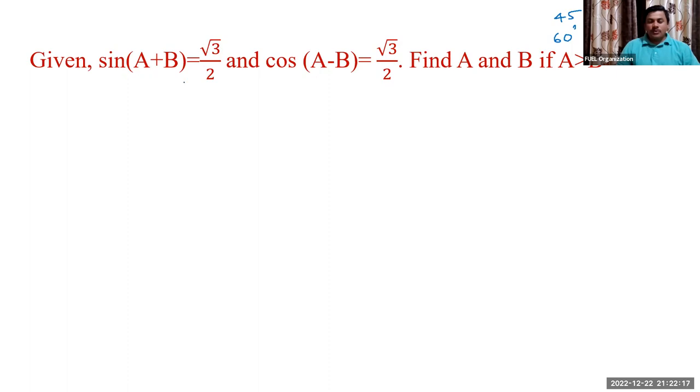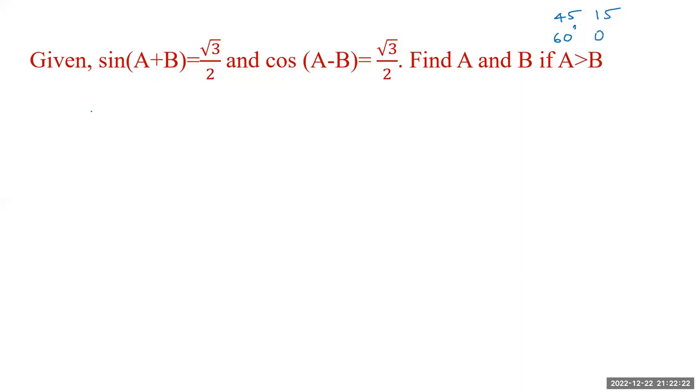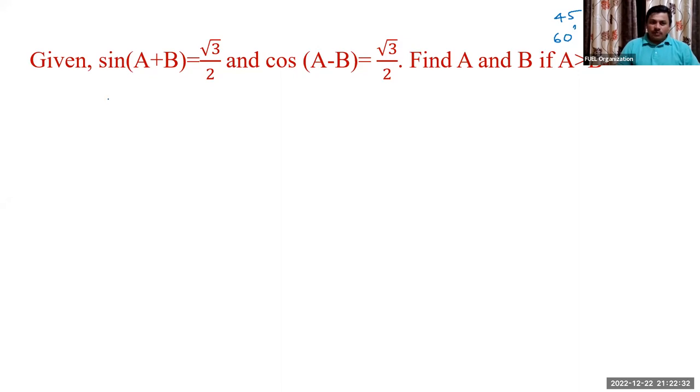Sine of A plus B is equal to root 3 by 2. Sir, A plus B is equal to 60 and A minus B is equal to 30. Very good. Very good. Because we know sine of A plus B is given here.